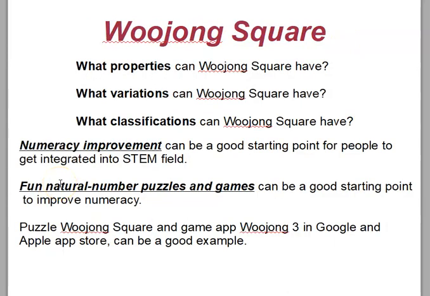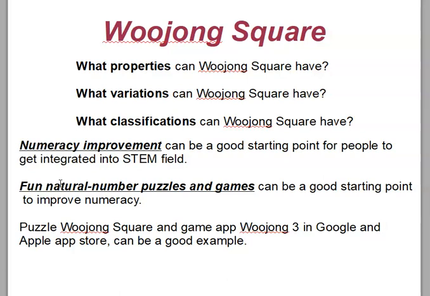This is the final slide. Today's topic was a newly created natural number puzzle called Woojong Square. The magic square has many properties, variations, and classifications. Does Woojong Square have many of them too? I hope that those who are interested in this puzzle will participate and make good discoveries of their own.